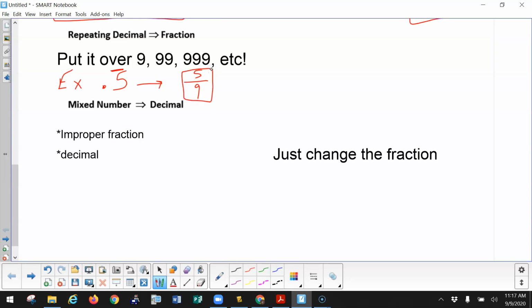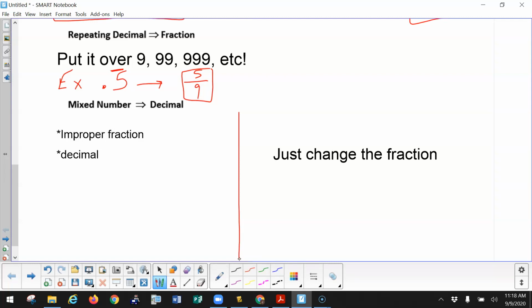So it just turns into 5/9. And then going from a mixed number into a decimal. So there's 2 different ways you can do this. It's really the same thing, but just 2 different ways to think about it. You can take your mixed number, change it to an improper fraction, and then change that to a decimal.